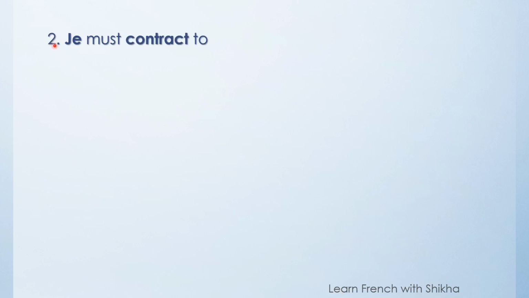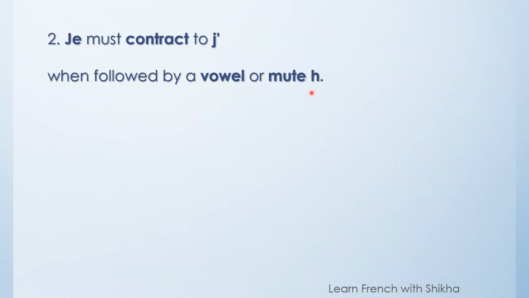Next, je must contract to j apostrophe when followed by a vowel or a mute h. So we change je to j apostrophe when it is followed by a vowel. Vowels are a, e, i, o, u and y, or the mute, that is a silent h.